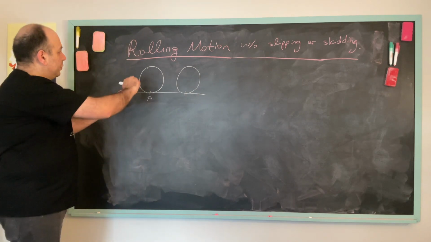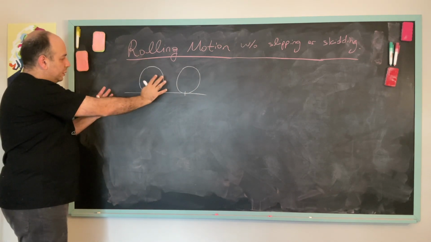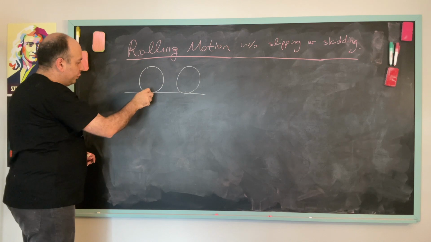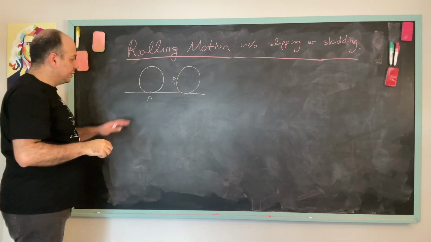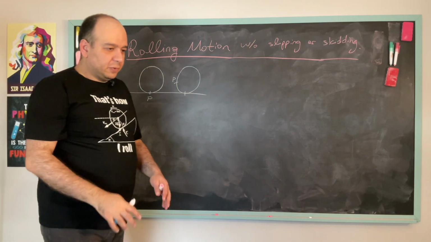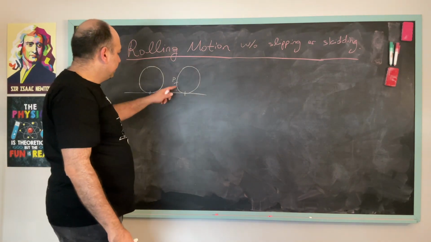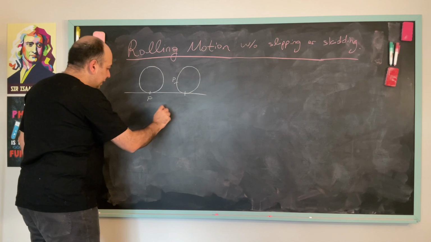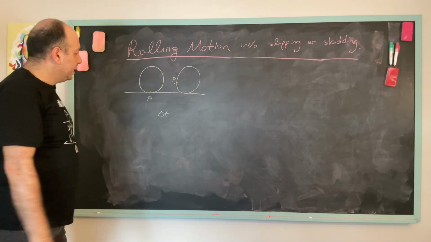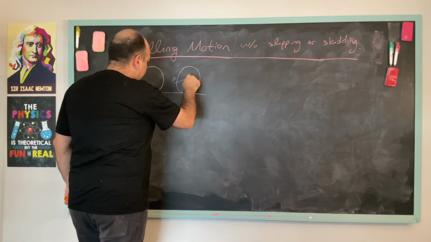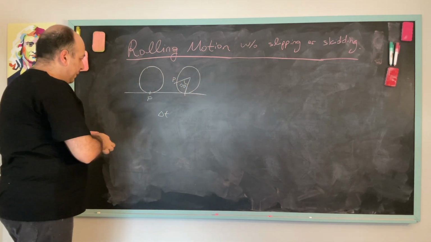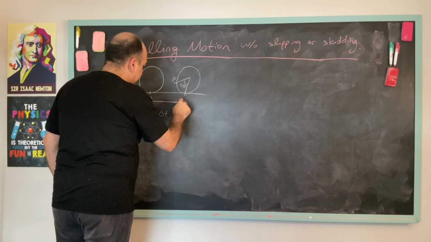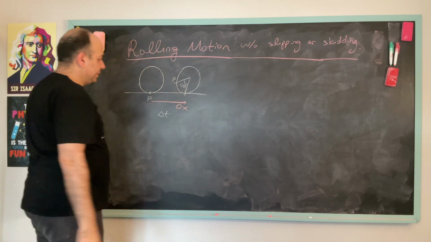So let's suppose while this object rolls, the point P moves from here to here. At some given time t, there is a point P, which is the point of contact, and it moves in a given time delta t. Delta t is small, let's say. So the angular displacement here would be delta theta, and the distance it travels is, let's say, delta x.